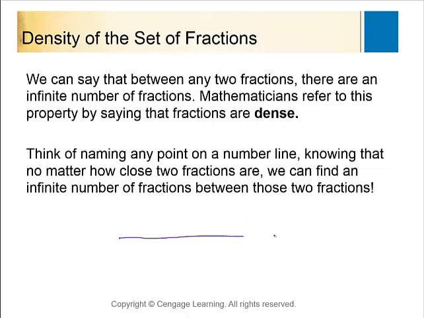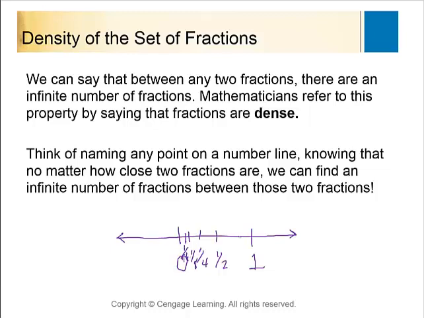Density. We say that fractions are infinitely dense. So if I look at the set of fractions in between 0 and 1, I say that that set of fractions is infinitely dense because no matter which two numbers I pick, there's always a fraction in between. So in between 0 and 1, I'm going to choose a half. In between 0 and half, I'm going to choose a fourth. In between 0 and a fourth, I'm going to choose an eighth. In between that is a 16th.